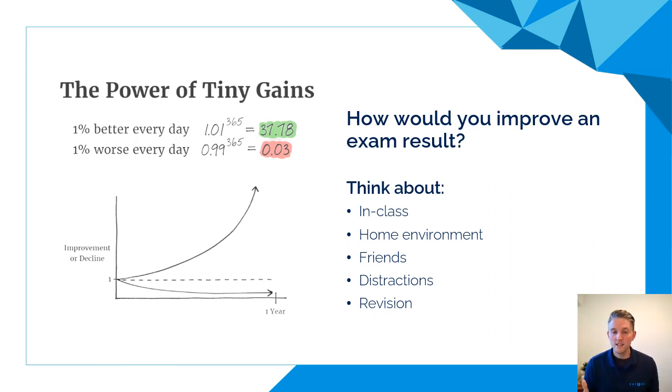Think about your friends and how they could either help or detract from what you're trying to do. Think about distractions such as games and phones and screens and things like that. How would you control that? And then how would you improve your revision as well? So those are some topics.